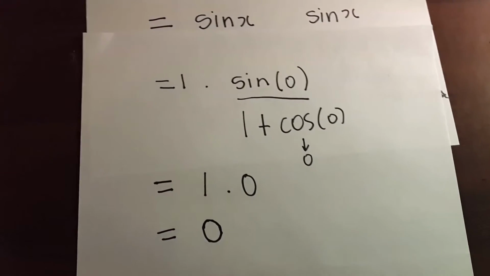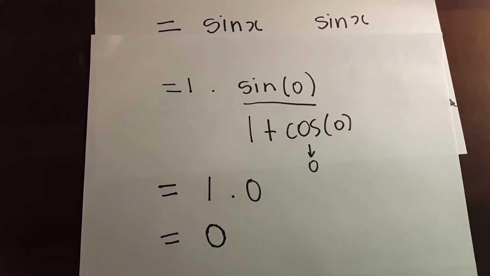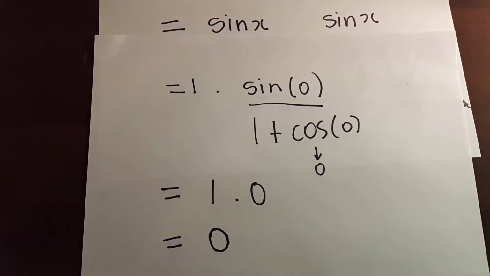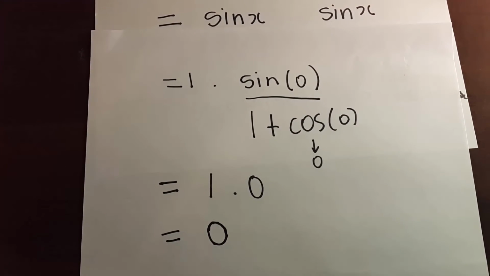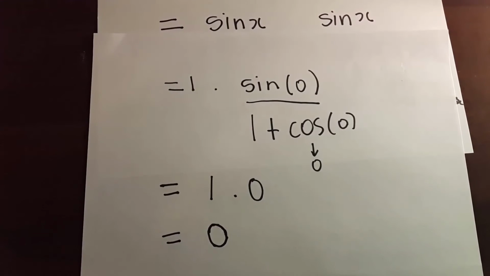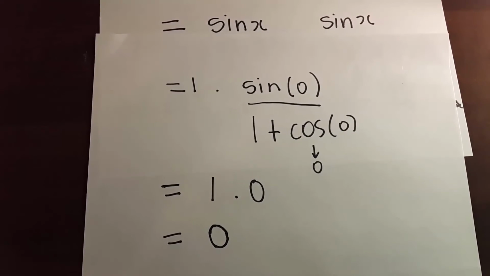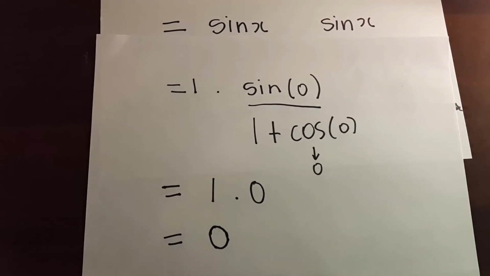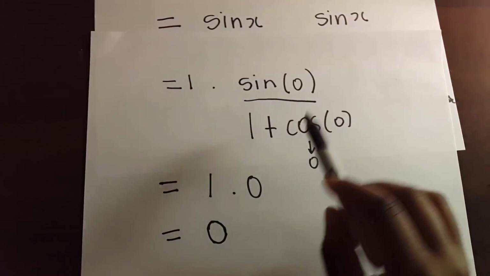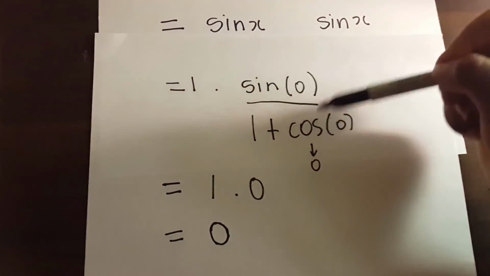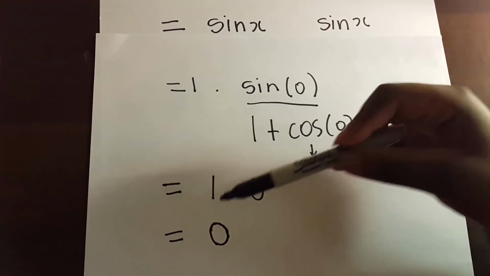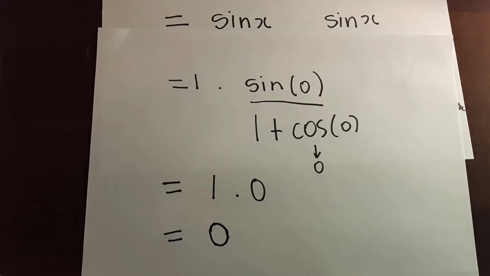So you have 1 multiplied by sine 0 over 1 plus cosine 0, which is just 1 multiplied by 0, which is 0. Because in this part, if you plug in 0, you simply get 0, and then 1 times 0 is 0. So there you have it.